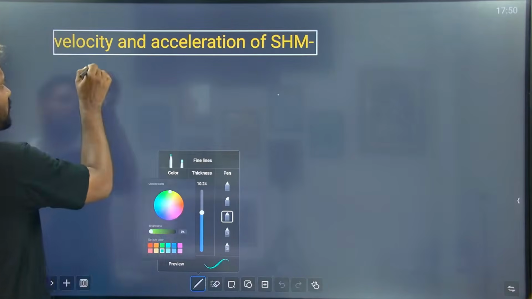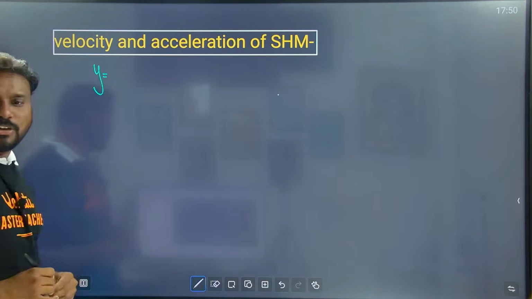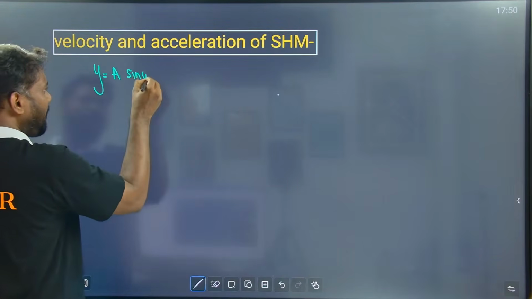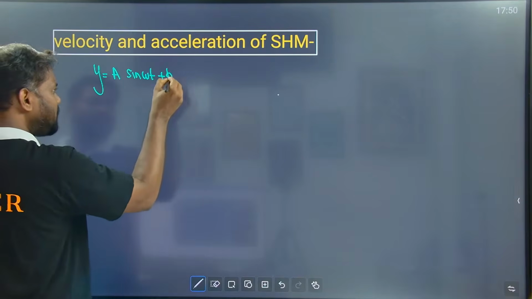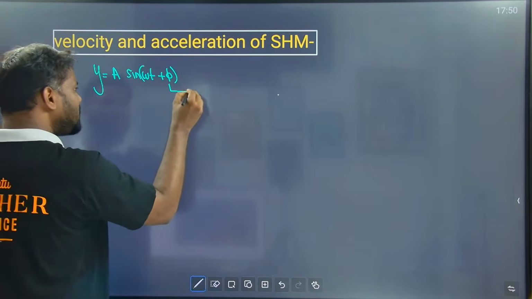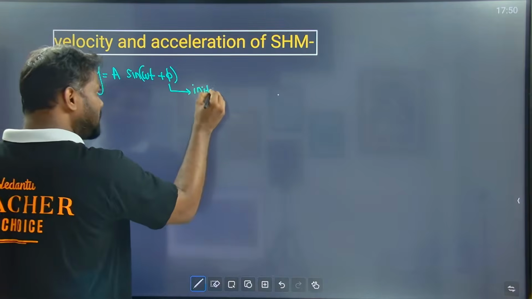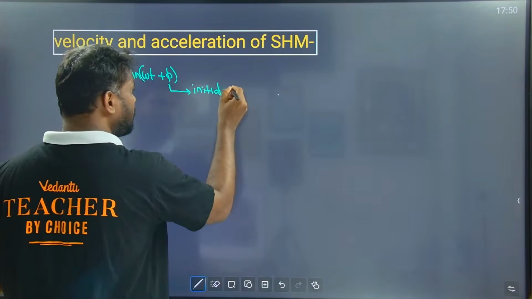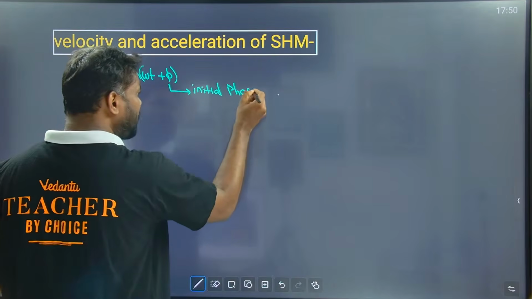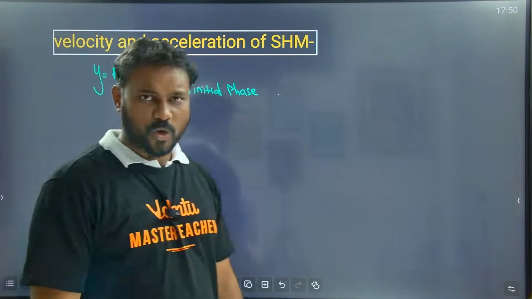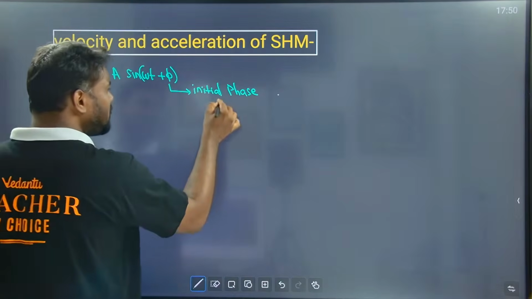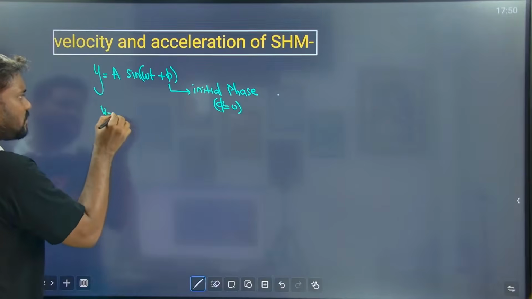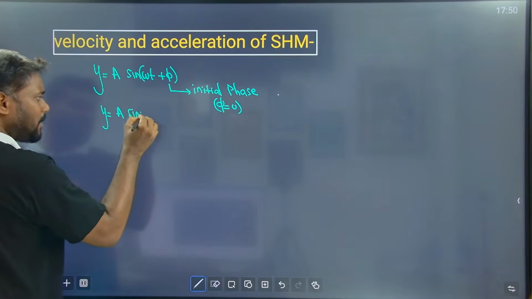If I take the position of the particle, how can we represent it? y is equal to a sin(omega t plus phi). This phi is the initial phase. We'll discuss the initial phase and everything later. If I take the initial phase equal to 0, then what do we get? We get y is equal to a sin omega t only, right?